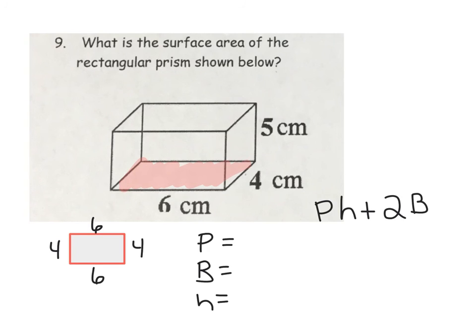Number 9, another surface area for the rectangular prism. Okay, so there it is set up for you. Just the same things we did today.